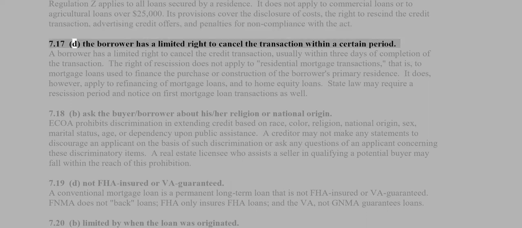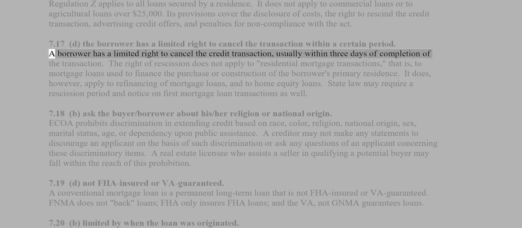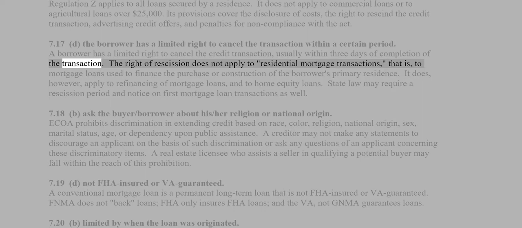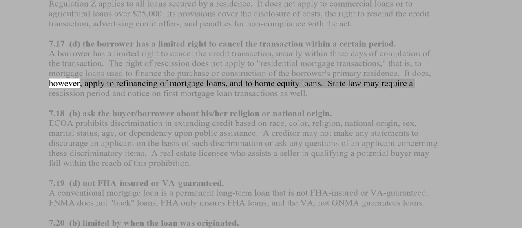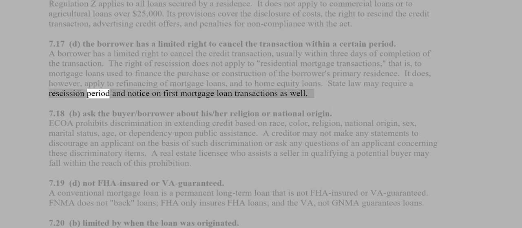7.17 D. The borrower has a limited right to cancel the transaction within a certain period. A borrower has a limited right to cancel the credit transaction, usually within 3 days of completion of the transaction. The right of rescission does not apply to residential mortgage transactions, that is, to mortgage loans used to finance the purchase or construction of the borrower's primary residence. It does, however, apply to refinancing of mortgage loans, and to home equity loans. State law may require a rescission period and notice on first mortgage loan transactions as well.